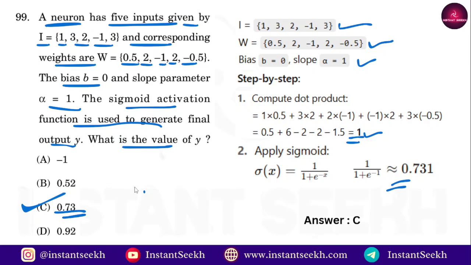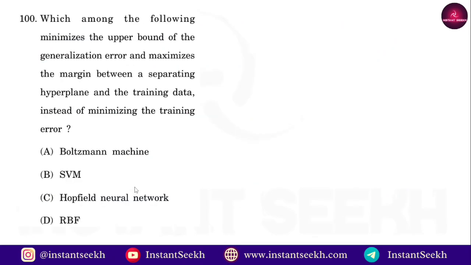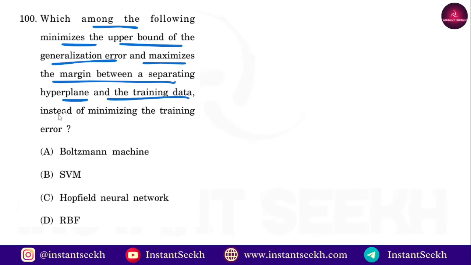Let's move on to the next and last question. Which among the following minimizes the upper bound of the generalization error and maximizes the margin between a separating hyperplane and the training data instead of minimizing the training error? So which methodology minimizes the upper bound of the generalization error but maximizes the margin between a separating hyperplane and training data?